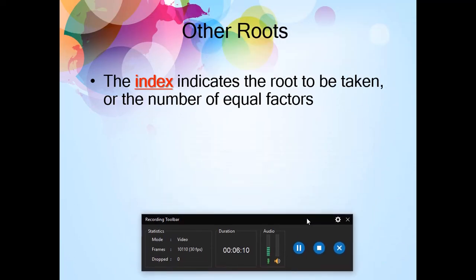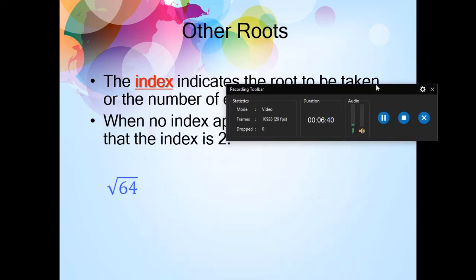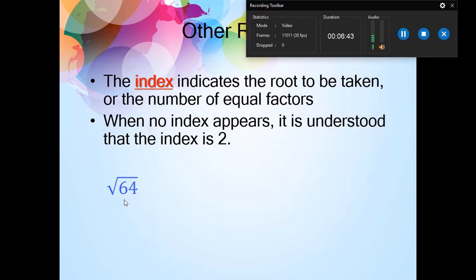So if you want to take other roots than square roots, the index will tell you how many roots that you'll need, or the number of identical factors. When no index appears, and that's what we're used to, we understand that we're looking for 2 identical factors. So the index is 2, even though it won't be written. So here's an example. The square root of 64, I'm looking for 2 identical factors that will create 64. You can see right here in front in this little elbow, there is nothing there. That tells me that the index is 2.